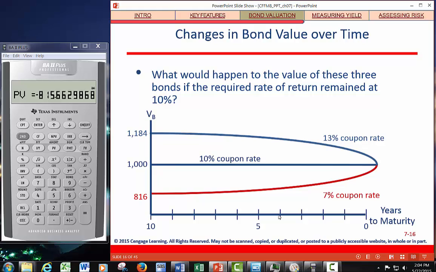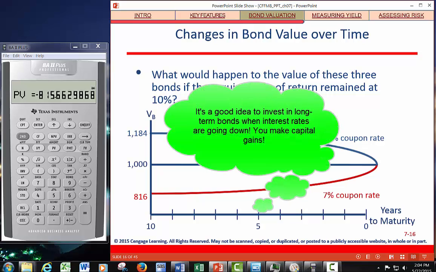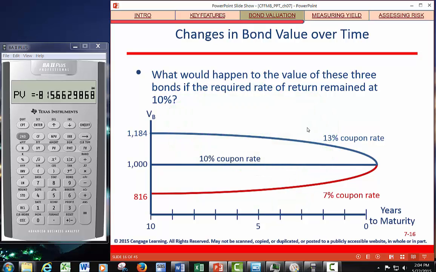And this is not the ultimate way that we try to look at bonds. I'm just letting you know that piece of information. A lot of times people will try to invest in bonds when they believe interest rates are going down because they can make capital gains and make money that way.